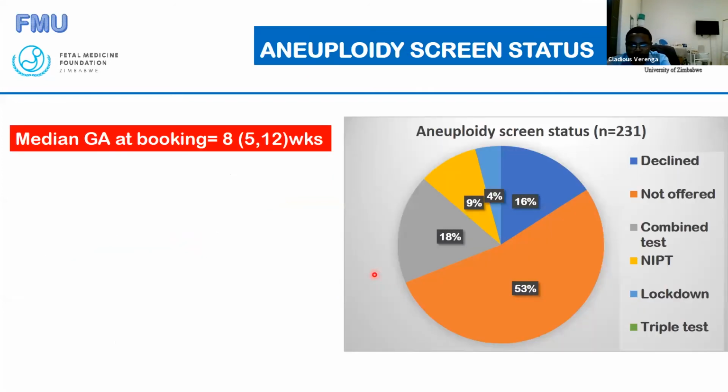Then in terms of our own experience of whether women are being screened, we did an audit of the patients who were coming to us in the fetal medicine unit in the second trimester, and we noted that most practitioners are actually not offering screening for Down syndrome at all. Probably this is reflected in most parts of this region. 53% of the women would tell us that they were never offered screening by their practitioner, and only 18% were offered combined tests. The other 9% were offered NIPT, and 16% of the women declined any form of test. This is still a very common problem in our region. And of course, we did it during the lockdown period. So some couldn't do it because the lockdown had locked down our laboratory. Currently in our country, we send our samples to South Africa. So they were locked down.